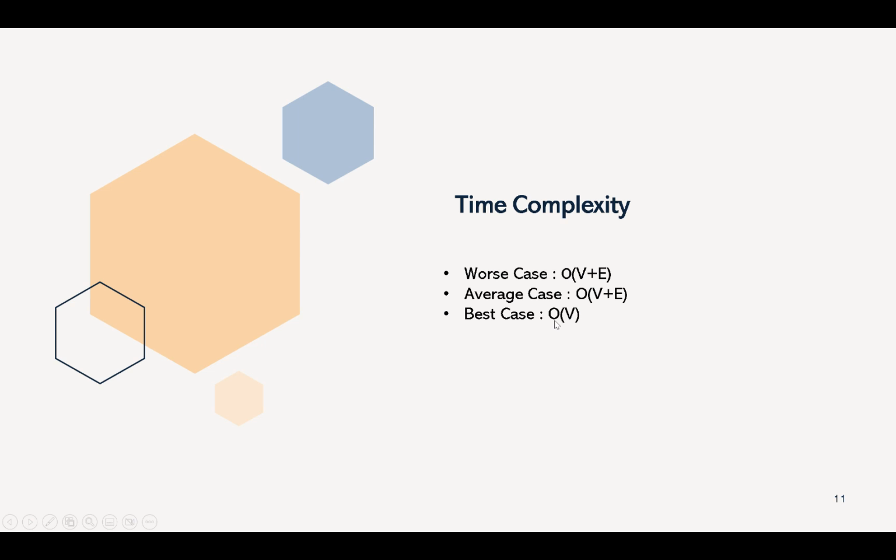The best case would happen when the directed graph is a tree, meaning that the Kosaraju algorithm would run the depth first search on each vertex once and explore the edges connected to it. So, since it's a tree, it would give us a time complexity of O(V).